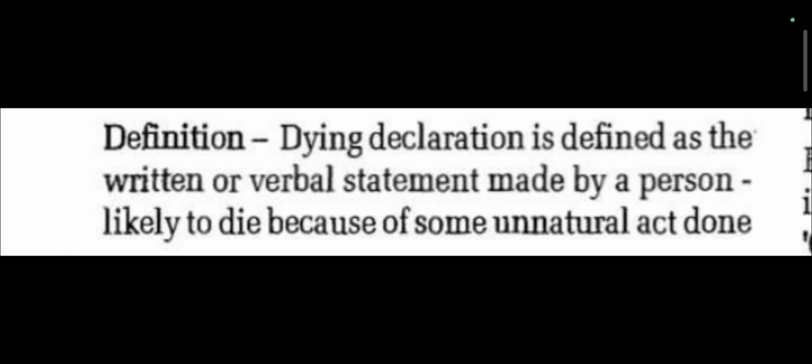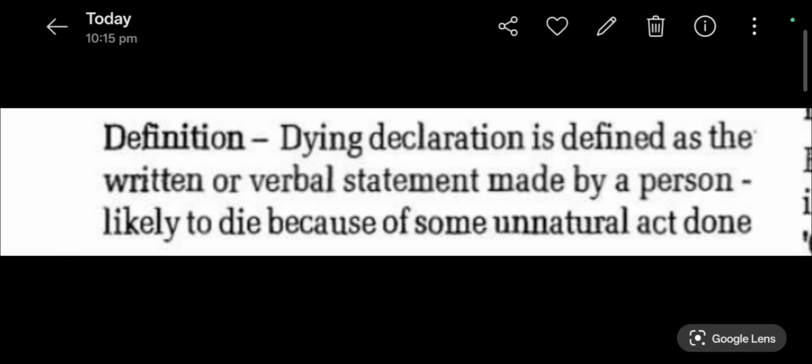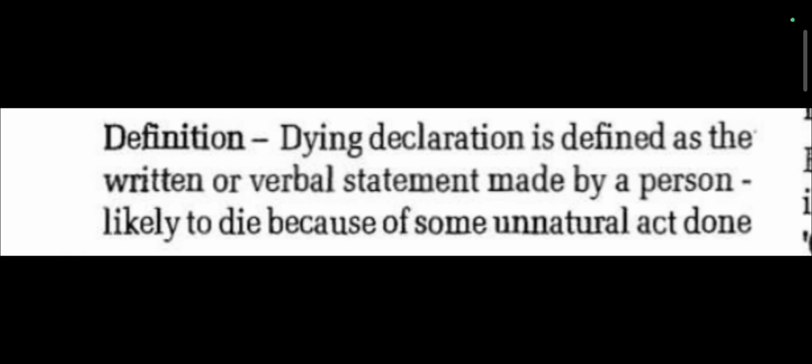Yes. Now we'll be learning about the dying declaration. What is dying declaration? Dying declaration is defined as a written or verbal statement made by a person likely to die because of some unnatural act done. 3 things to remember in this definition. Number 1, it is a written or verbal statement. Number 2, made by the person who is going to die. Number 3, because of some unnatural act, not natural act. So this is about the dying declaration.